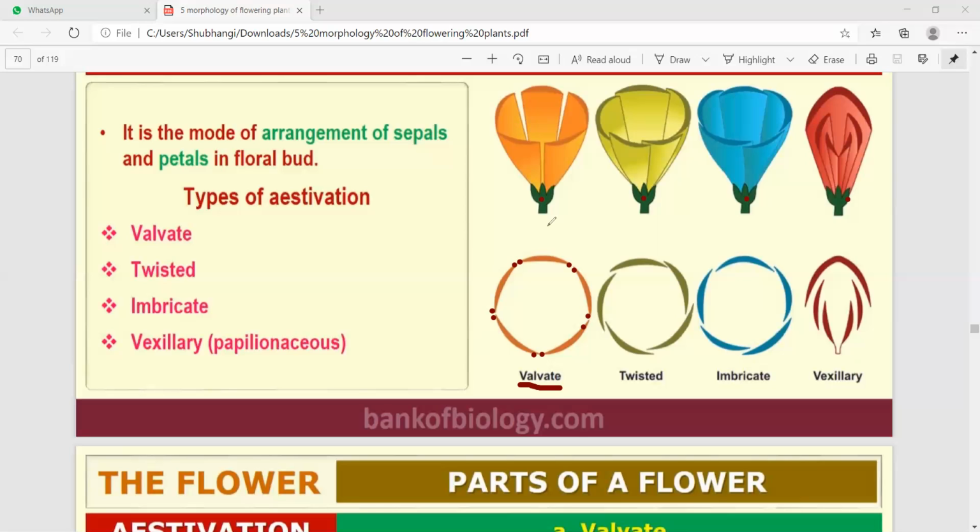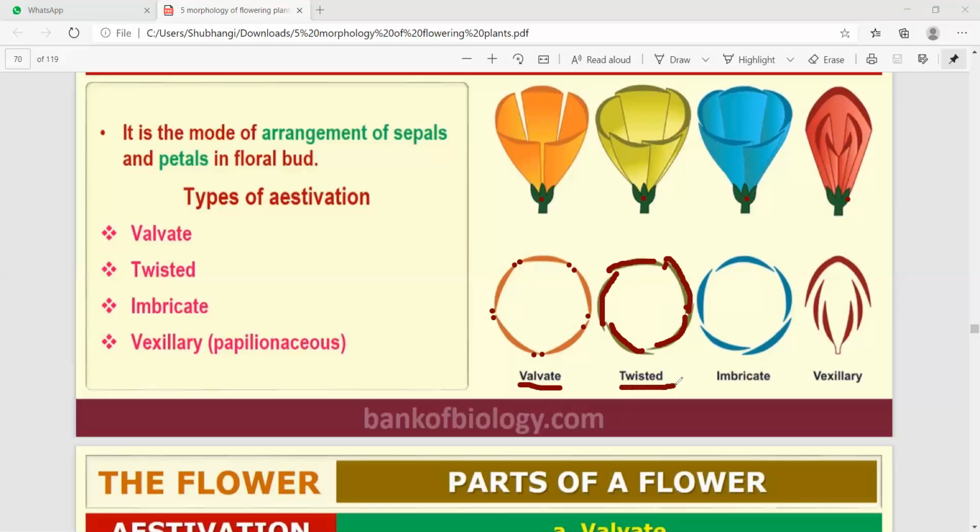Clear? So if petals are arranged one to one, just touching at the corners or the edges without overlapping, it is called valvate estivation. Fine. If you can see here, one is going inside another. This is one petal, then this is another petal. One end is getting covered and one end is open. So this type of estivation is called what?